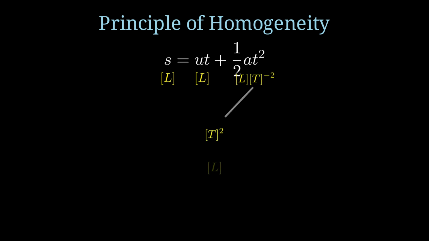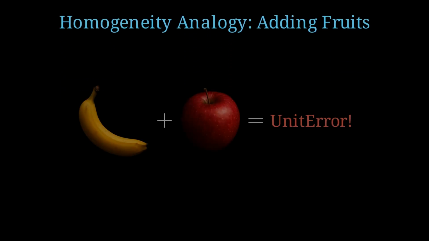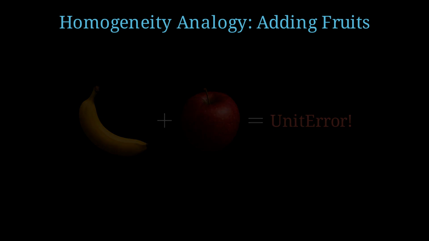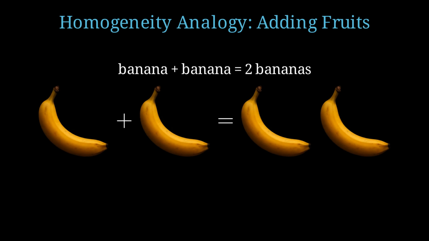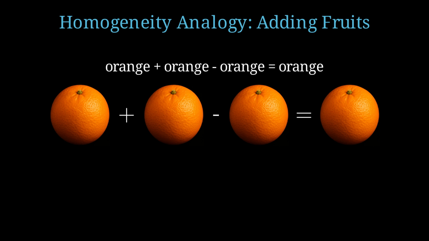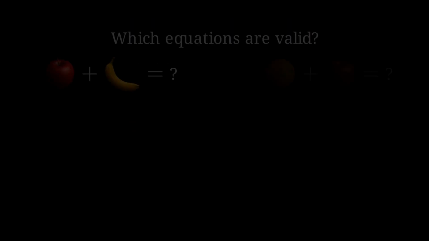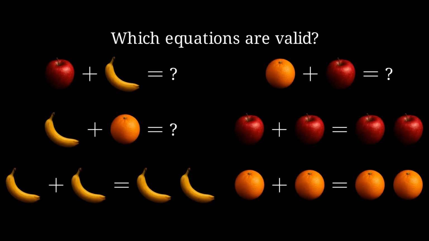The principle of homogeneity states that the unit of each part of an equation must be the same. For example, we cannot add a banana to an apple, but an apple plus an apple gives two apples. Similarly, banana plus banana gives two bananas. So we apply the same method or principle for orange too.